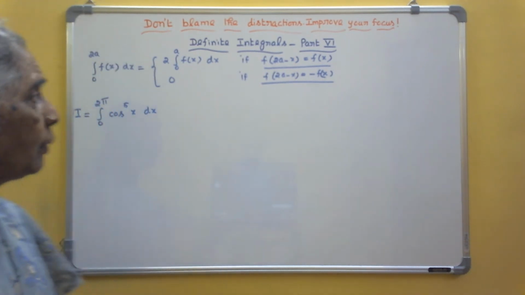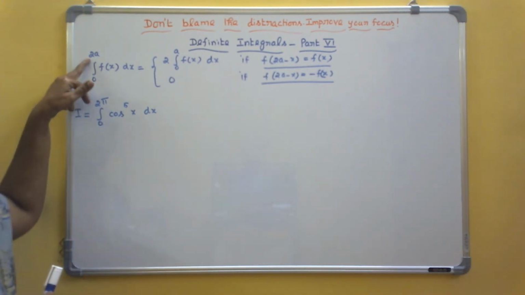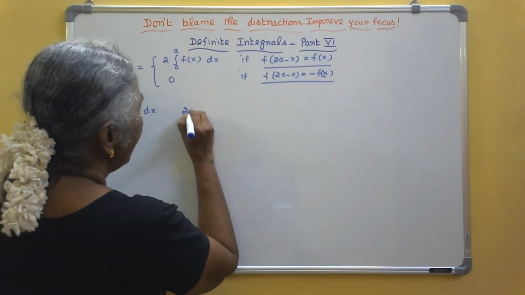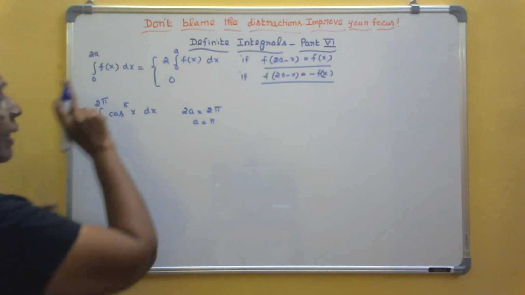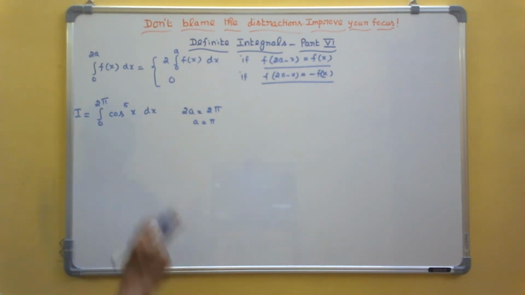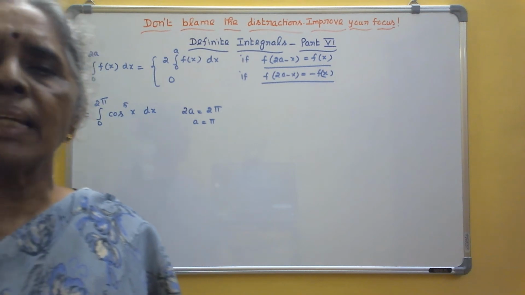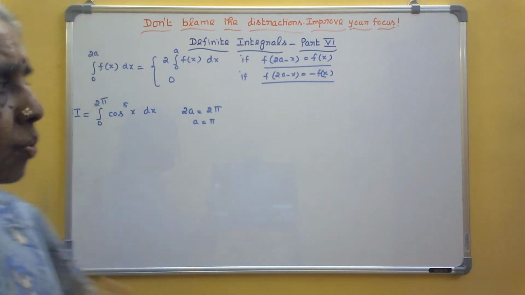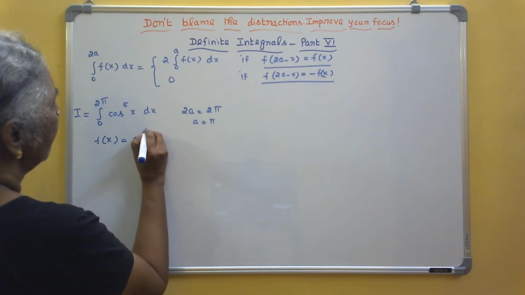Okay. So now here it is 0 to 2 pi. So now compare it with the left hand side of the formula. So here 2a is equal to 2 pi, that is your a is equal to pi, right? Your f of x is cos power 5x. Now what we have to see? We have to see f of 2a minus x, whether it is equal to f of x or whether it is equal to minus of f of x. Okay. So now let me write f of x is equal to cos power 5x.